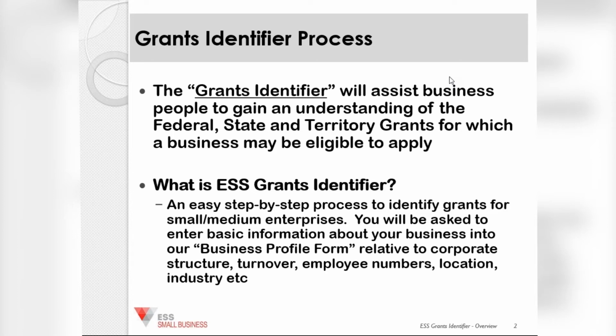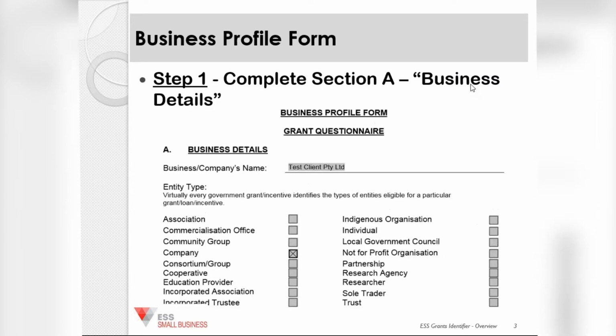The Grants Identifier process. The Grants Identifier will assist business people to gain a better understanding of government grants, some of which may apply to your business. The step-by-step process will assist you to identify grants for your small, medium enterprises. You will be asked some basic information about your business, which will then be entered into the business profile form relative to the corporate structure, turnover, employee numbers, location of your business.